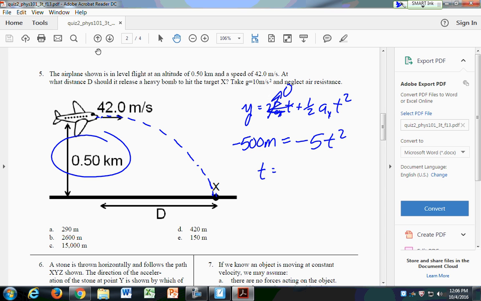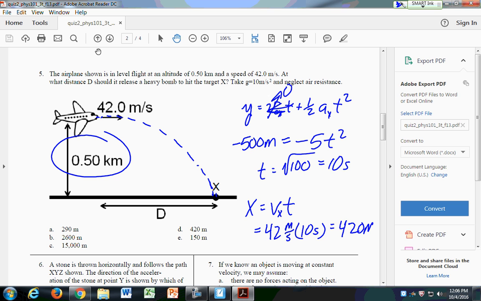So t then is the square root of 500 over 5, or the square root of 100, which is equal to 10 seconds. And then once I find the time, I want to find out the distance. So if I know the speed, this is the speed in the x direction, and I want to know the distance, d, or I'll call it x in this case, I would say x equals v_x times t, which is going to be 42 meters per second times 10 seconds, or 420 meters. So D is the right answer.